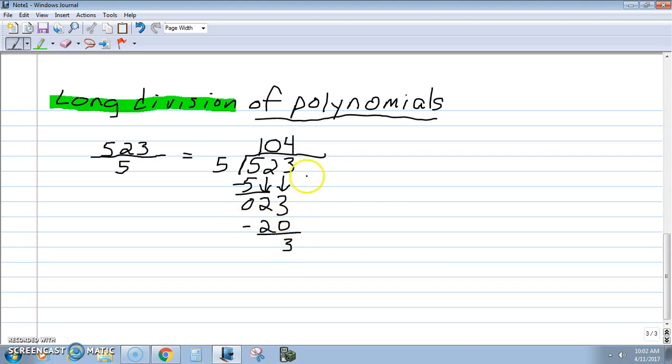And I have a 3, but I'm out of numbers over here. And normally you can put your decimal and keep adding zeros, which we will do. 5 can go into 30, and then bring your decimal directly above. 5 can go into 30 6 times exactly. And it's 104.6.